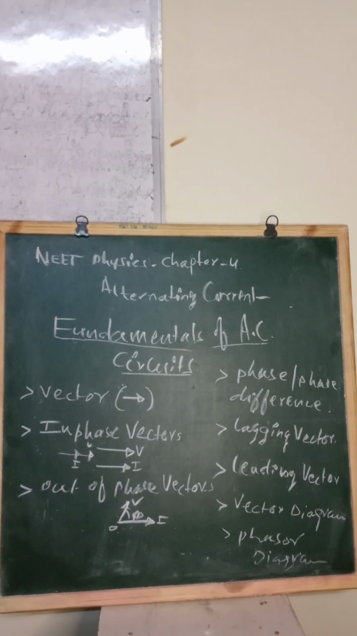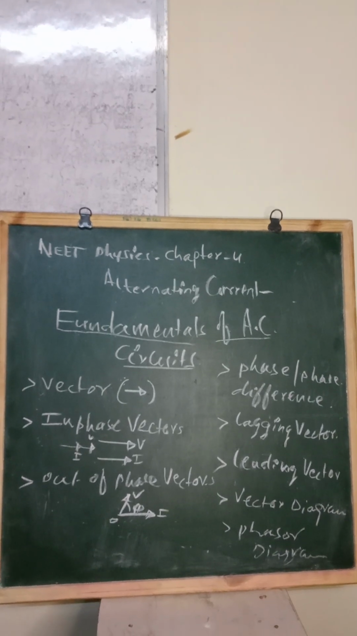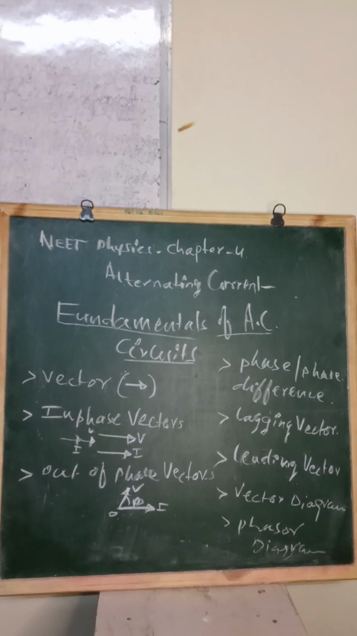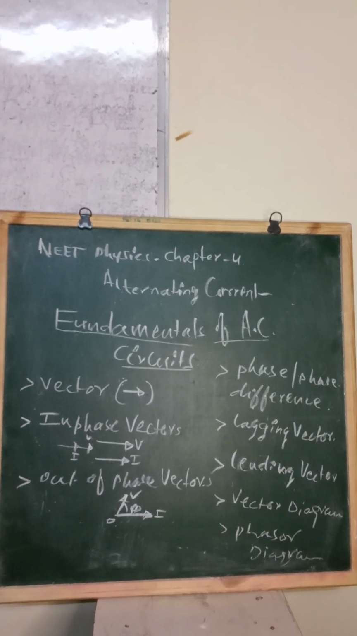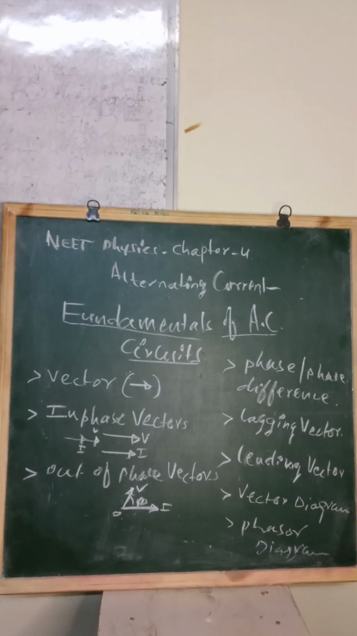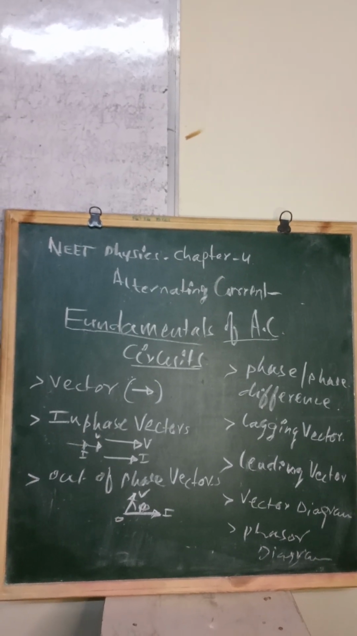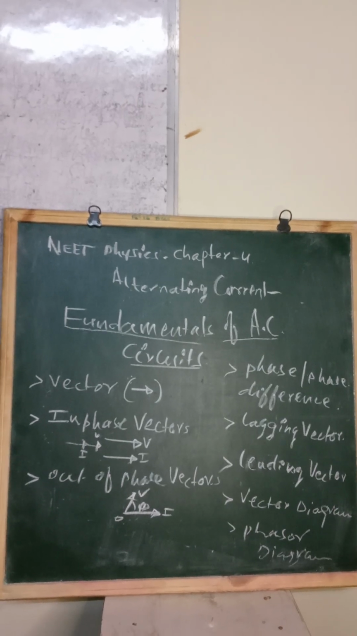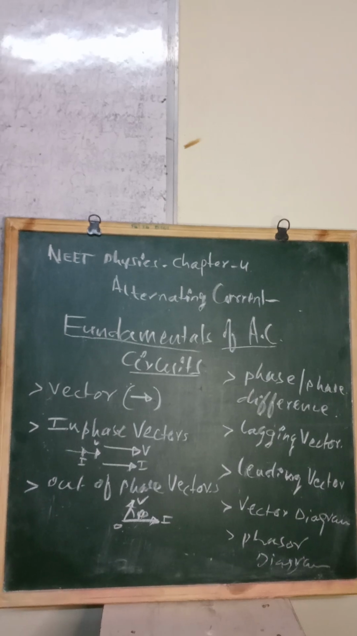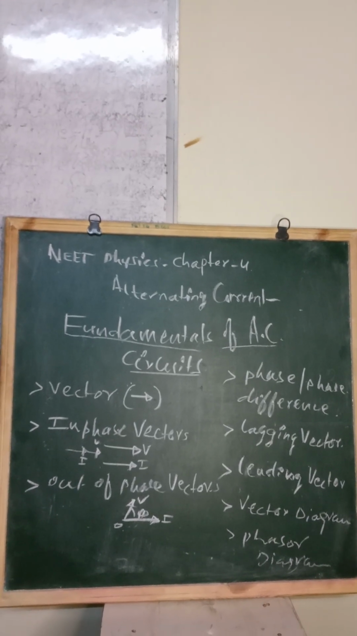In this, we are discussing the lesson in continuation to the previous lesson. The name is Fundamentals of Alternating Current Circuits. First of all, you must know what is the meaning of circuit. Technically, it is defined this way: a path through which an electric current flows or is intended to flow is called an electric circuit.